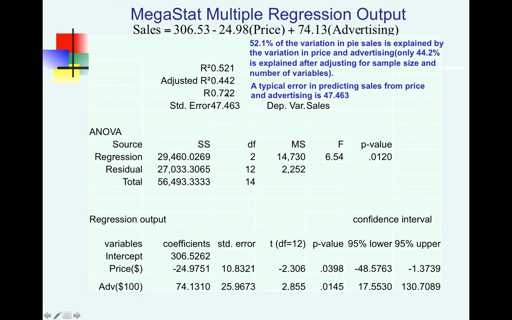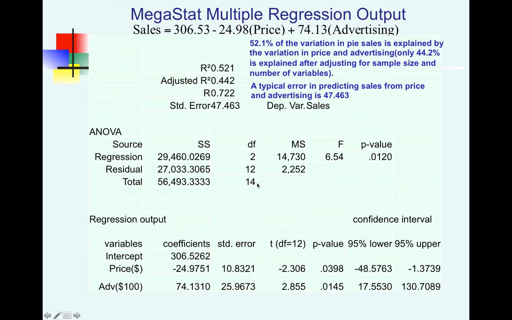Now the R here is going to be the multiple R. I'll explain that a little bit later. And the standard error is the same thing. It's just the typical error in the number of sales. So on average, I would expect to have an error. I'll be off by the number of pies per week of about 47.43, or say 47 or maybe 48 pies plus or minus.